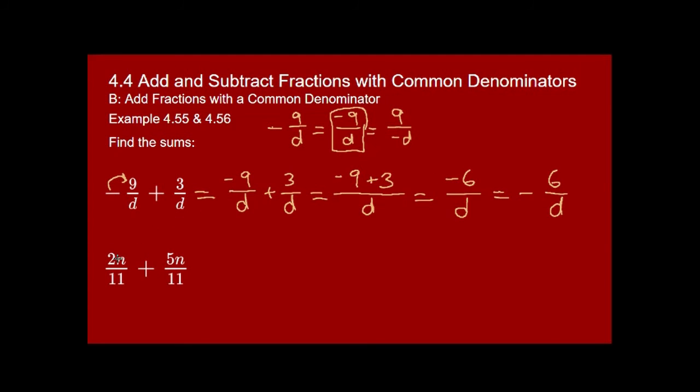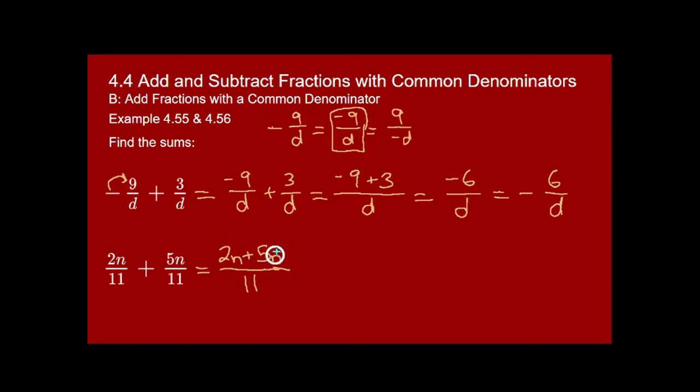It's up to you. It doesn't matter to me. Okay, bottom. Now we have variables in both fractions. Let's see what that looks like. We do the same exact thing. We add the numerators. No matter what's in the numerators, you add them. 2n plus 5n. And we keep the same denominator, 11, 11, 11.